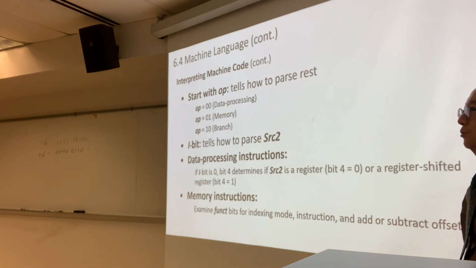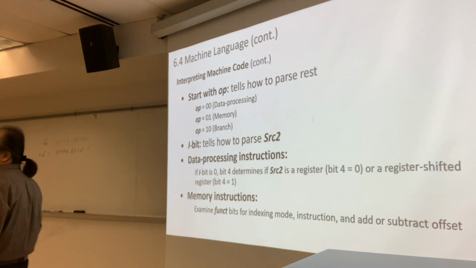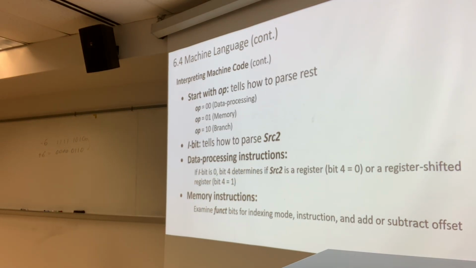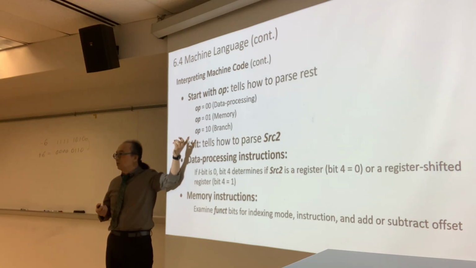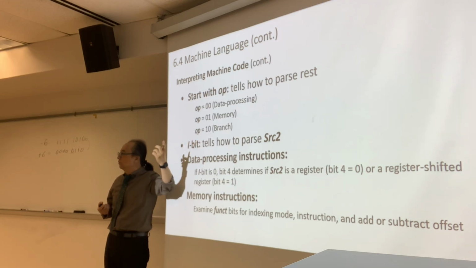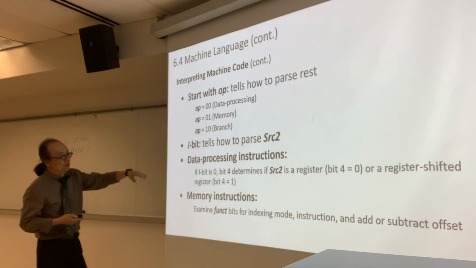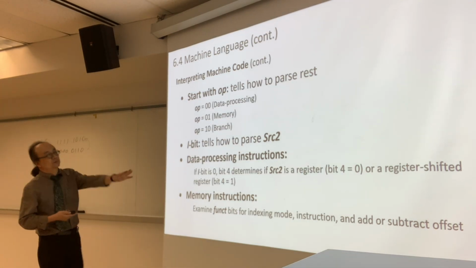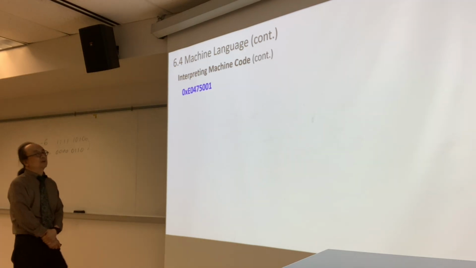From now, we're going to do some examples going backward. I gave you a hexadecimal number. Now you need to change that into binary and then find out which instruction is actually represented by that machine language. So we're going to start with the opcode. That's what we did. So going backward, the opcode is the first thing we want to check so that we know whether this is data processing, memory, or branch. And then the I bit, and we go on from there by example. So now we have E0475001.